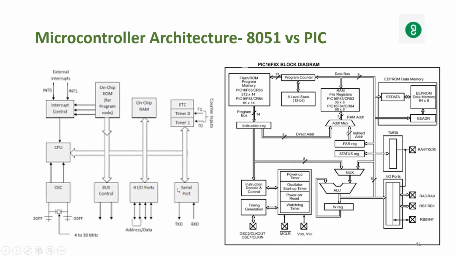serial port. In case of serial port, you need to transmit a single bit. So transmit data and receive data with a single bit. That is possible here. Interrupt, you have 2 interrupts, INT0 and INT1. These are the things that are available with the 8051 microcontroller.